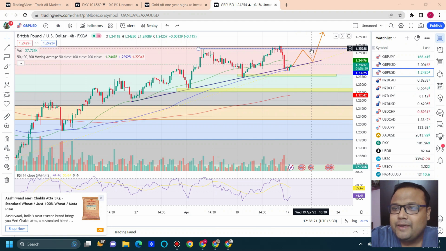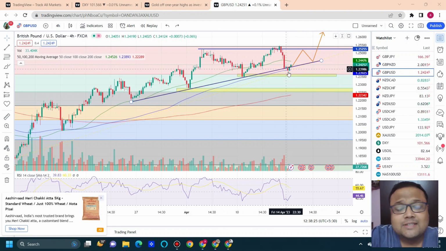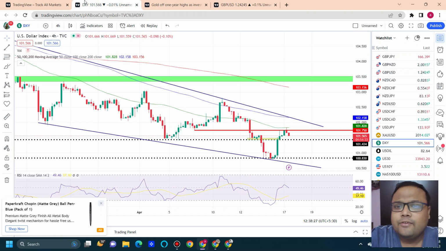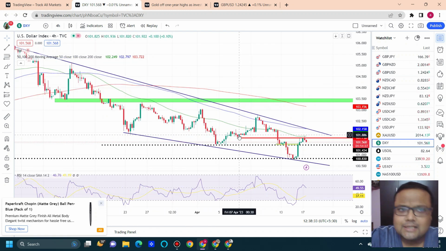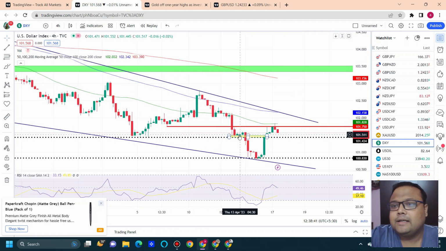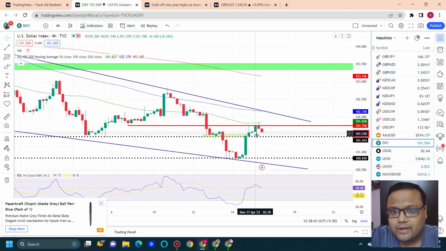So right now GBPUSD is standing at 1.2425. This is the current market price. And if you look at the chart of DXY, we can see that DXY is showing some correction. As discussed, DXY is weak both fundamentally and technically. Though DXY tried to recover, we can see that DXY is not very positive right now.